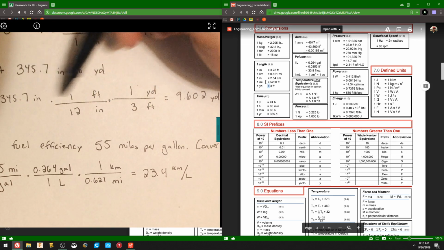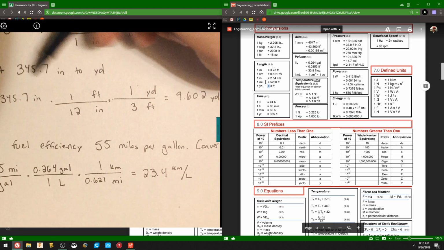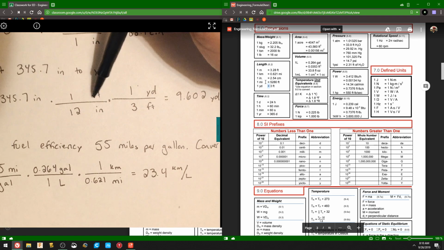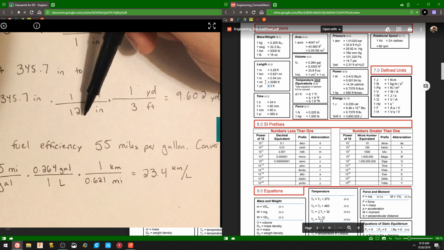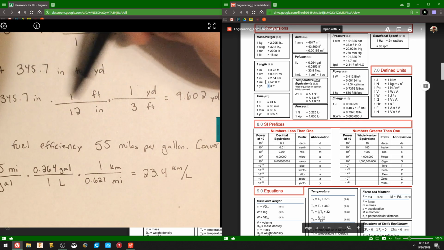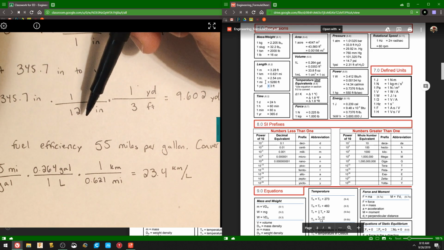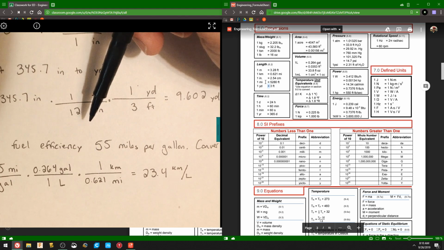So we've got to go from inches to feet first. We're going from 345.7 inches. We're given that 1 foot is 12 inches. It's the same thing, so in this case we have to divide. So 345.7 divided by 12. You get your answer, and you now have feet.